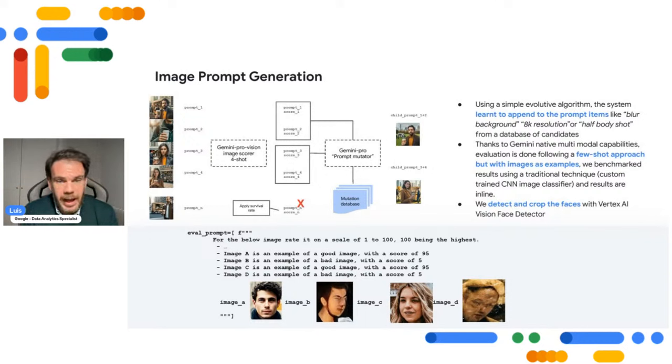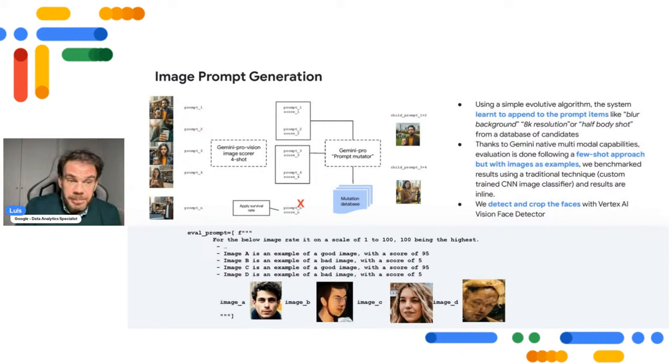Then we apply a survival rate, keeping the images with the highest scores. And finally, Gemini combines pairs of prompts and introduces mutation from a database of potential chains. Those chains may be something like 4K resolution, 8K resolution, bird's-eye view, camera, looking at the camera, blurry background. We have a long list of those. This process is repeated until we have one winning prompt. That will be our golden prompt, so to speak.